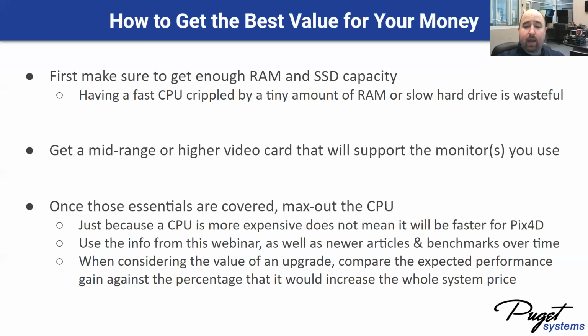And then the information in this webinar is going to be outdated the next time CPUs launch. We just had a bunch, so it should be good for a little while, but sometime next year, both Intel and AMD are going to come out with new stuff, and all this data is going to be old, or the next version of Pix4D comes out and they change how it works, something like that. So whenever you're looking for a new system, look for the latest benchmarks you can find and use that information.